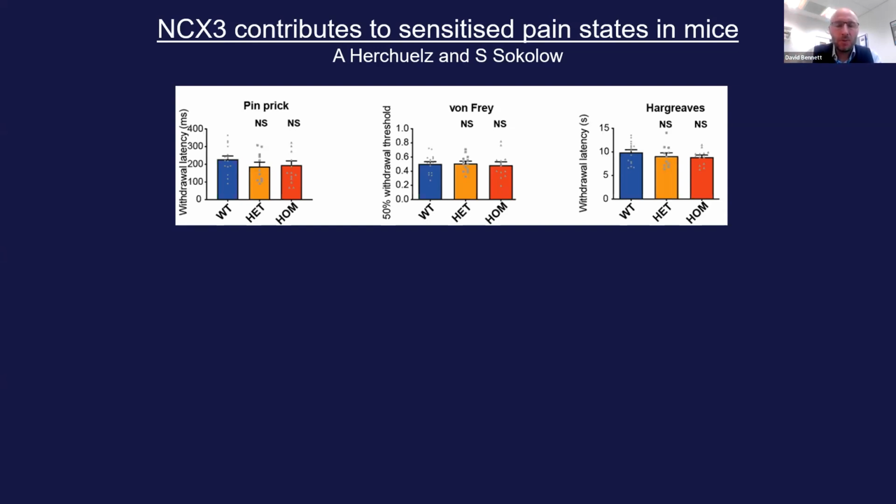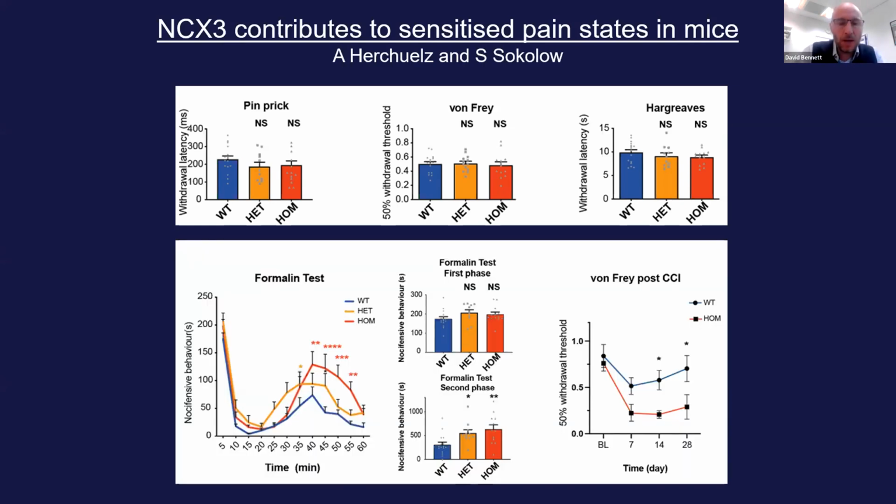And that is not a surprise, because in the human genetics, there was only a relationship between the NCX3 locus and temporal summation or wind-up. There was no relationship to pain thresholds in response to noxious thermal or mechanical stimuli. But the other thing we could then do in mice is to look at more markers of tonic pain-related behavior.